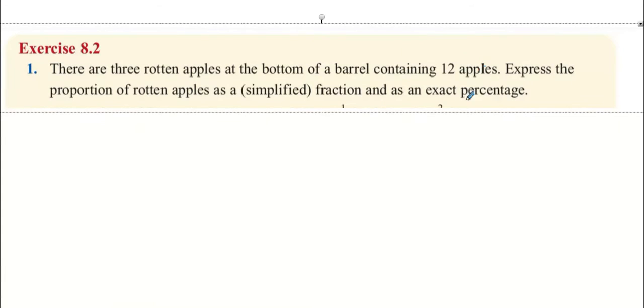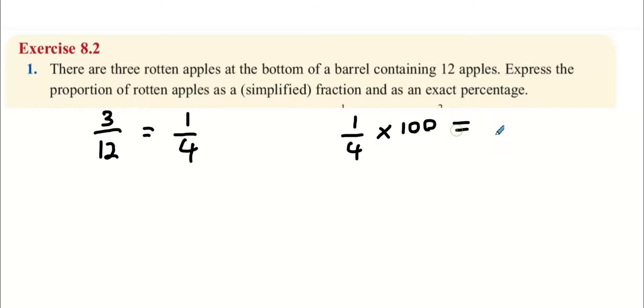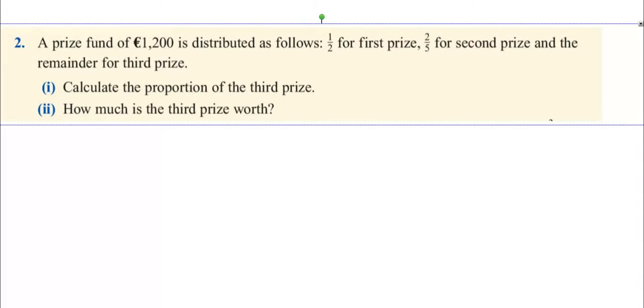A barrel containing 12 apples, 3 of which are rotten. Express the proportion of rotten apples as a simplified fraction and as an exact percentage. Well, to me, 3 rotten apples out of 12 is a ratio of 3 out of 12, which is 1/4. And for an exact percentage, to turn a fraction into a percentage you need to multiply it by 100. 1 times 100 is 100, and 100 divided by 4 is 25%. Alright, happy days. Let's go on to question 2.